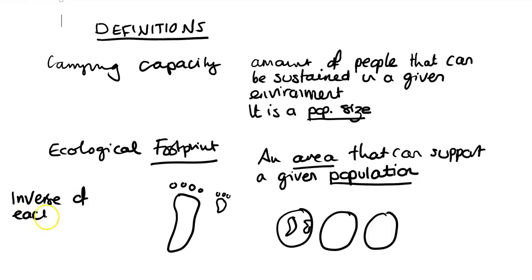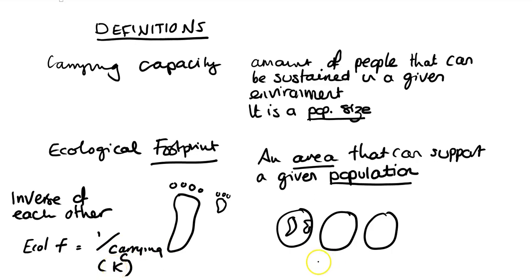And if you don't understand the mathematics behind that, it might be good just to memorize it for the case of the exam, but the ecological footprint equals 1 over carrying capacity, which we also call, do you remember, it's also called K, okay? And the carrying capacity equals 1 over the ecological footprint. They're just the inverse of each other.